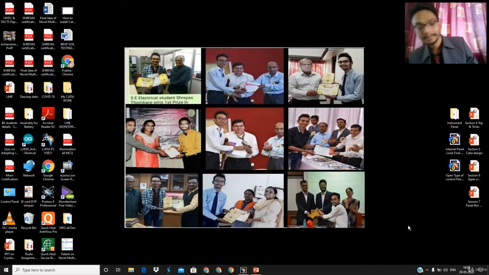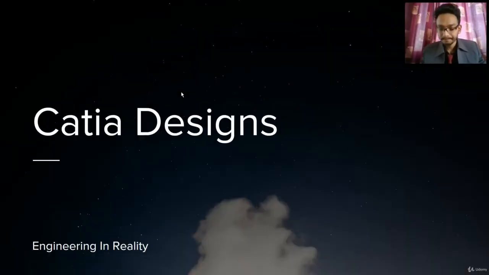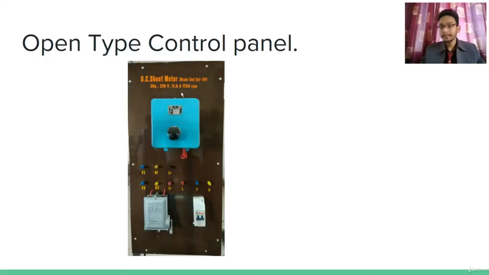So let's start with the design process of an industrial control panel. The first important type that we have already discussed is an open loop type of control panel, and now I'm going to show you how to design these things in the Catia.